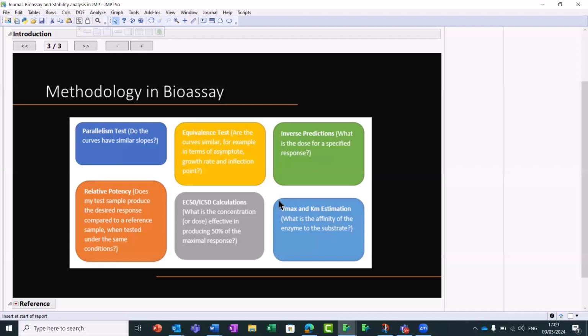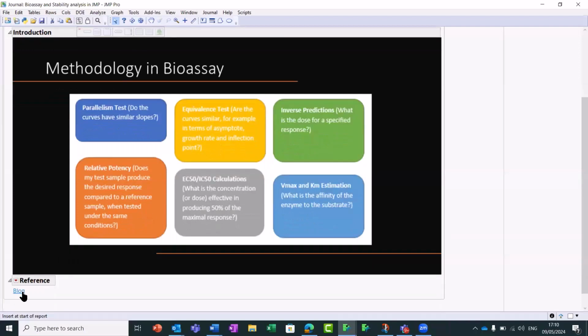And what I was also looking at, in other types of estimations, like Vmax and the Km estimation. So this is the Michaelis-Menten constant. And this is also very helpful to find out what is the affinity of the enzyme to the substrate. So all those different terms, I will show you how you can apply using JMP.